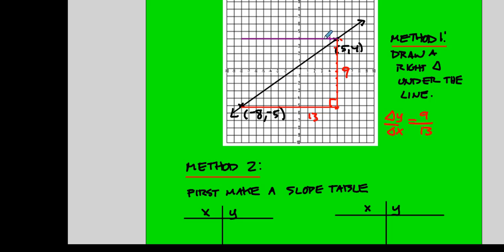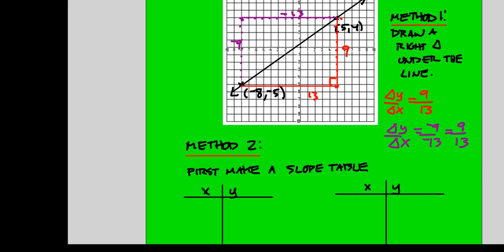So that's 1, 2, 3, 4, 5, 6, 7, 8, 9, 10, 11, 12, 13. So that's negative 13 in the horizontal, and then I go down from this point right here. 1, 2, 3, 4, 5, 6, 7, 8, 9. So that's negative 9. Using that way of counting, we get delta y over delta x is negative 9 over negative 13, but a negative divided by a negative is a positive, so we still end up with a positive slope. So you can do this either way.